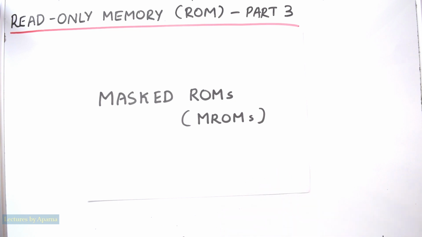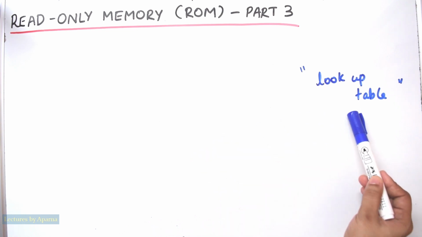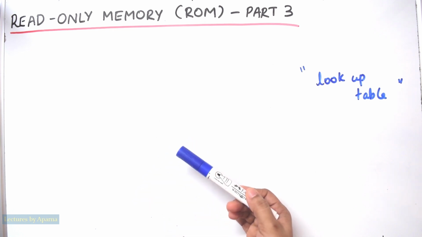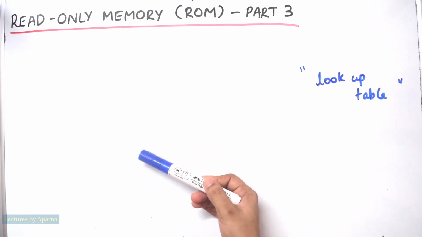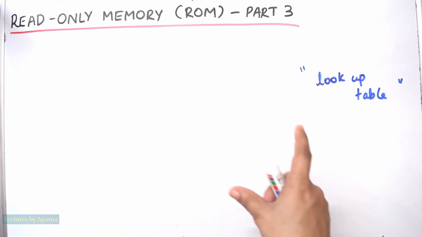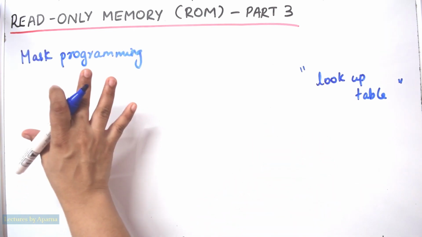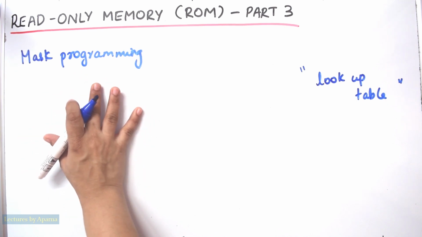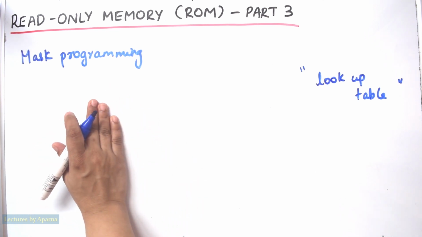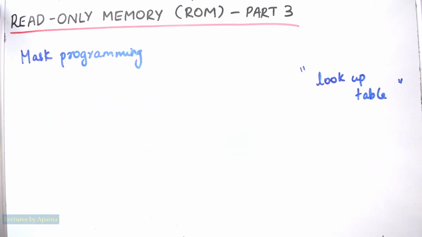For example, if you want to make a lookup table that stores values of mathematical constants like logarithms, etc., you can store it in a ROM. You send your data to the IC manufacturer and they will put your data into the ROM through the method called mask programming. So mask programming will be used to make as many number of ICs as you need, which is usually thousands or above in numbers. So this is called masked ROM or MROM.